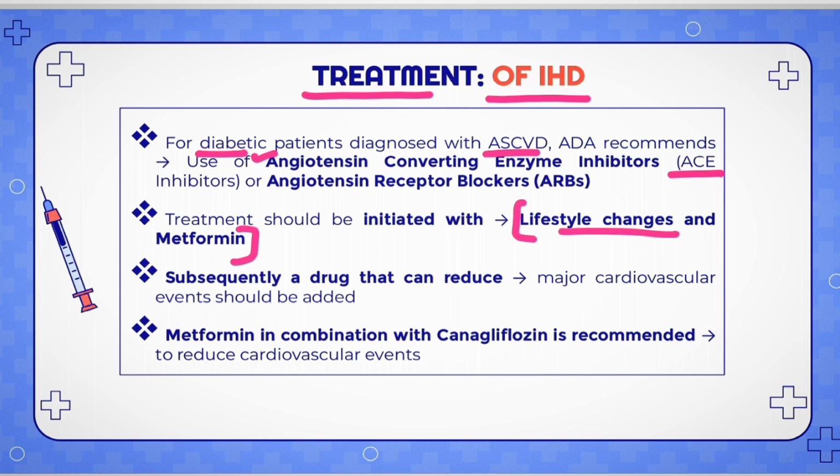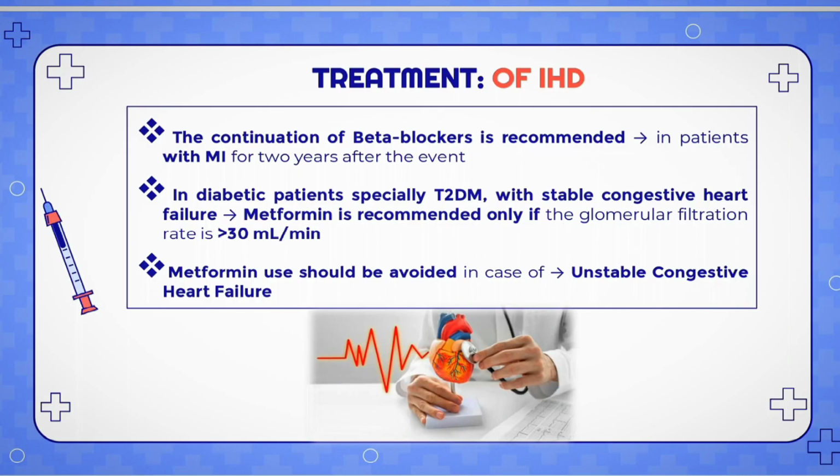After that, we can also add another drug to reduce the major cardiovascular events. In such a condition, we will combine canagliflozin along with metformin to reduce the cardiovascular events. In any patient who has already developed myocardial ischemia, we can continue prescribing beta blockers for 2 years after the event.